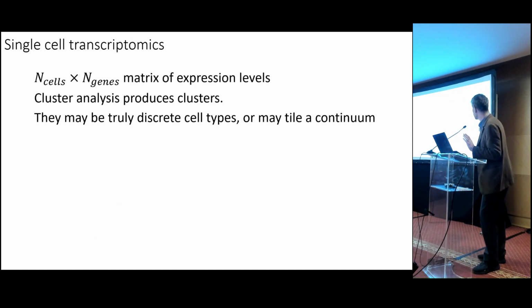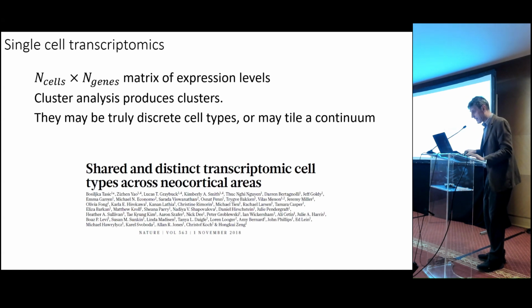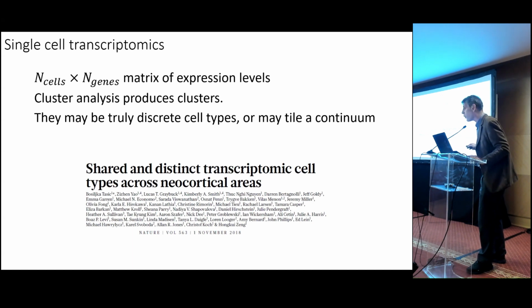All right, so let's look at some single cell transcriptomics first. The data you get is a matrix of expression levels, number of cells by number of genes. You can apply cluster analysis to it if you want to define cell types, but cluster analysis by its definition gives you clusters. The actual cell types may lie on a continuum. So let's look at some data from this paper here from the Allen Institute, Tasic et al. 2018, which is really the best definition of cell types in V1.